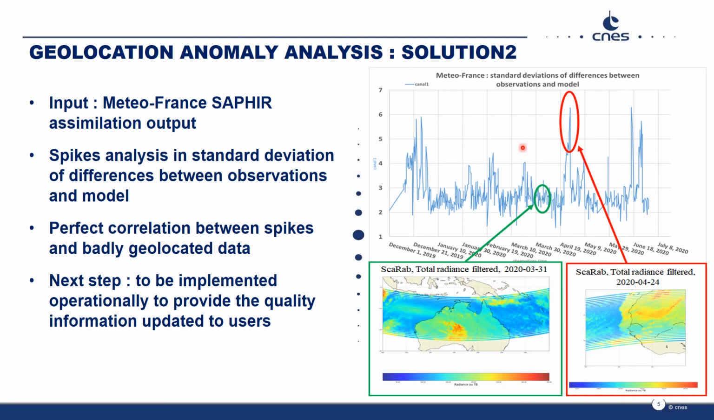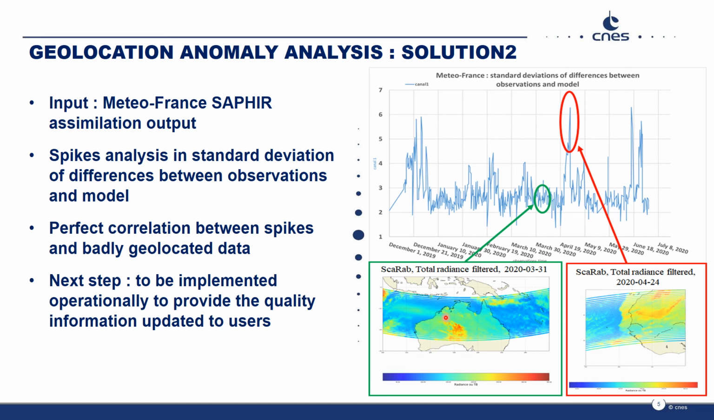In particular, by analyzing the spikes in this time series, we have noticed there's a perfect correlation with the geolocation problems. Here you get a spike, and this spike corresponds to some acquisitions which are badly geolocated. And when you are in the average value of this time series, you can match perfectly with products which are well geolocated.